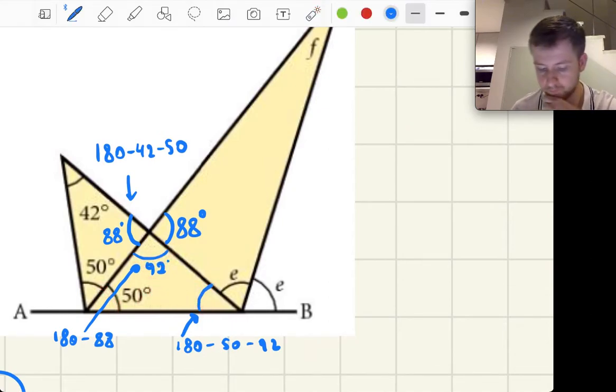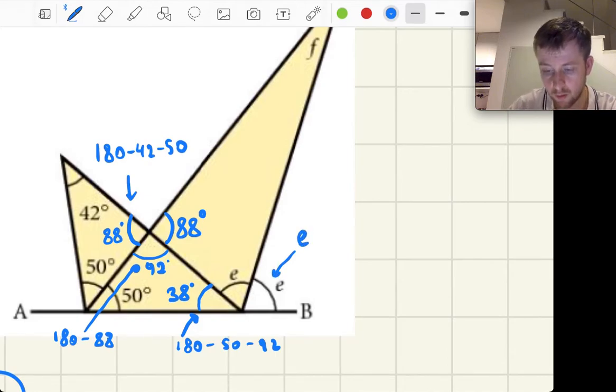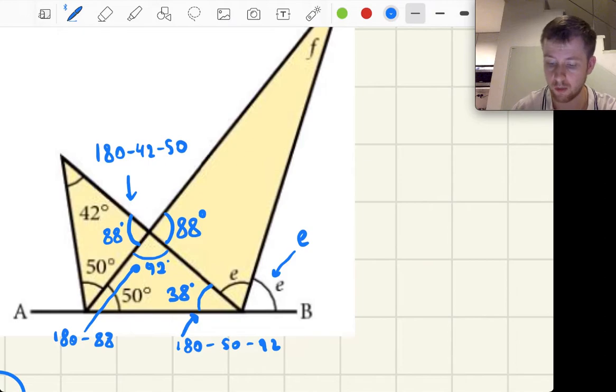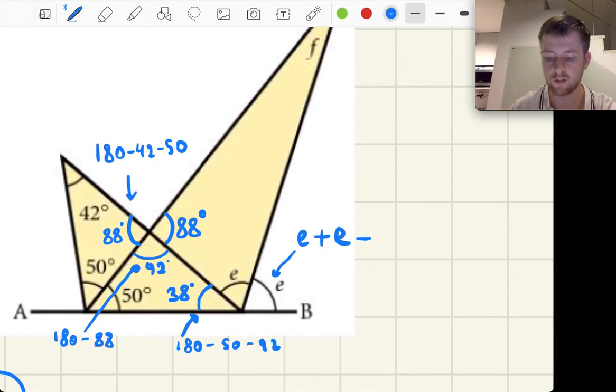So what do we get? 180 minus 92 equals 88, minus 50, 38 degrees. So this angle is 38 degrees. The rest is a bit more interesting. So these two E's, we could make an equation out of it. These three angles, you see, are on a straight line. So they have to add up to 180 degrees. So why don't we make a small equation out of it? E plus E, these two, plus 38 should be equal to 180.